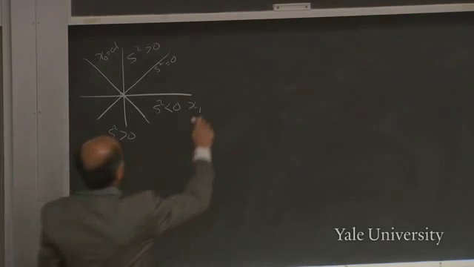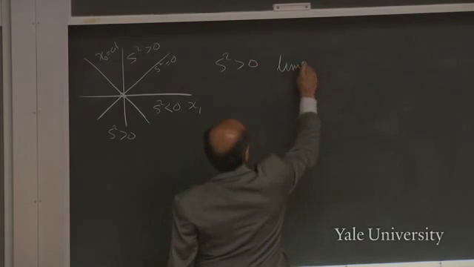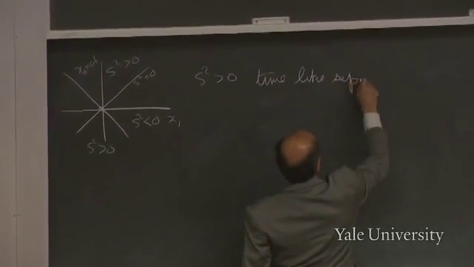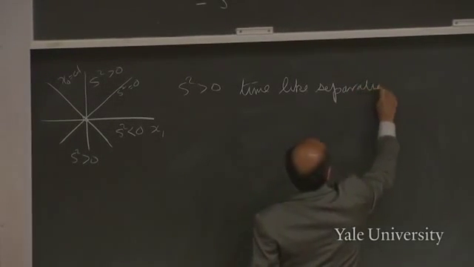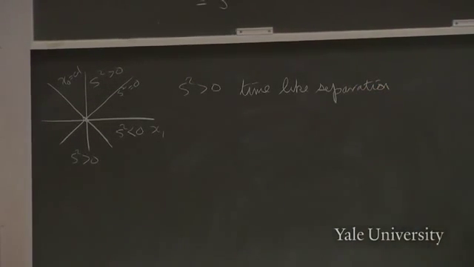So whenever s squared is positive, we have a name for that. It's called a time-like separation. It's called time-like separation because the time part of the separation squared is able to beat the space part of the separation. It's got more time component than space component.